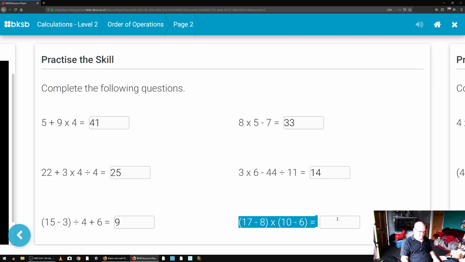Okay. So let's put that in there. And I'll do the calculator as well, just to be sure. So we do 17 minus 8 equals 9, yes. 10 minus 6 is 4, yes. And then we'll do 9 times 4, 36. Right, who's going to reckon I'm going to get all these right?